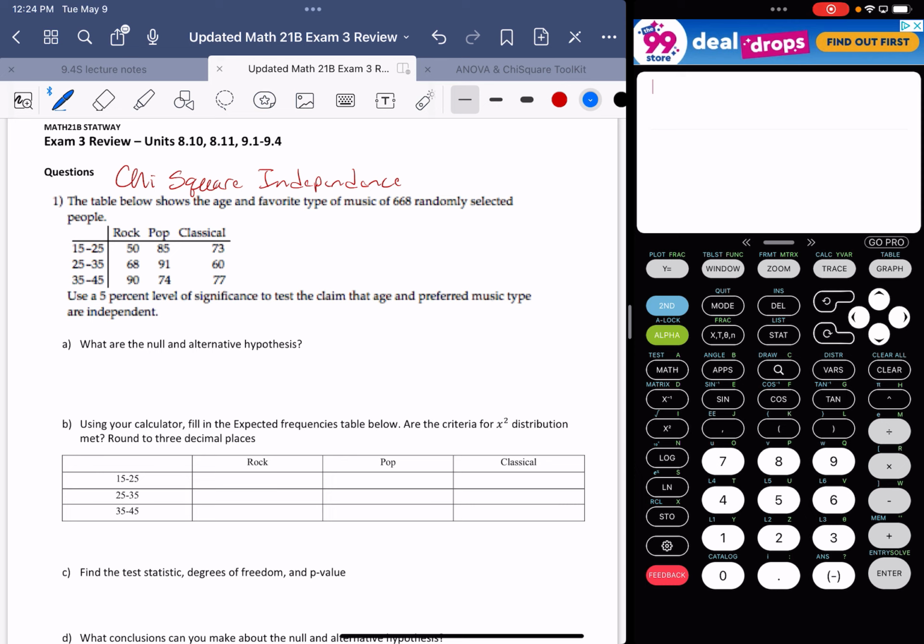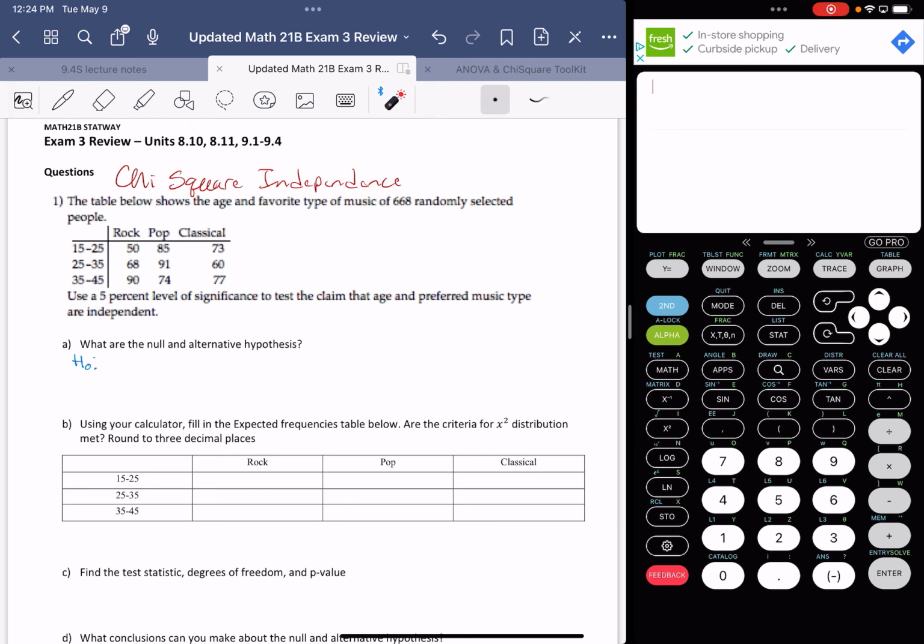Part A, what are the null and alternative hypotheses? So the null is always going to be that the variables are what? Independent. And then the alternative will always be that the variables are what? Dependent. But make sure to put the variables in for the context of the problem. So what are the 2 variables in the context of this problem? Age and music type. Good.